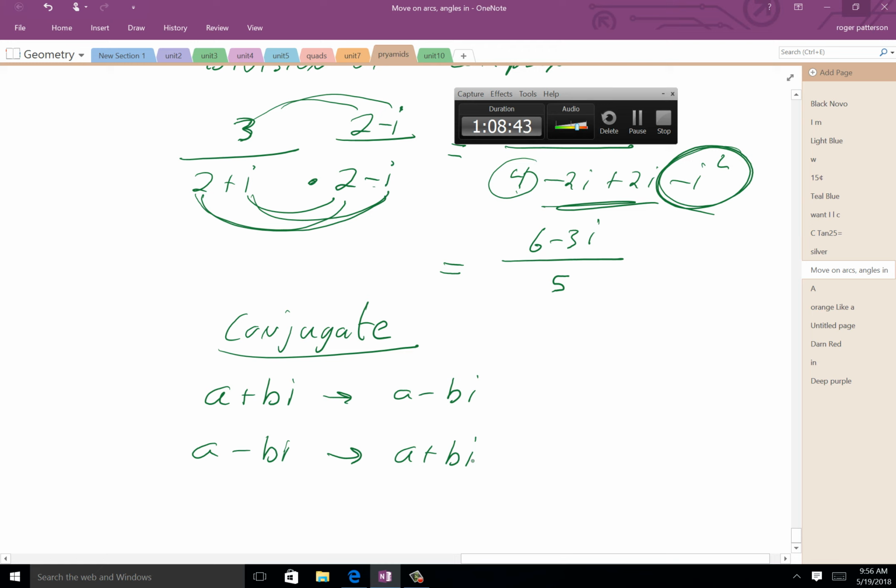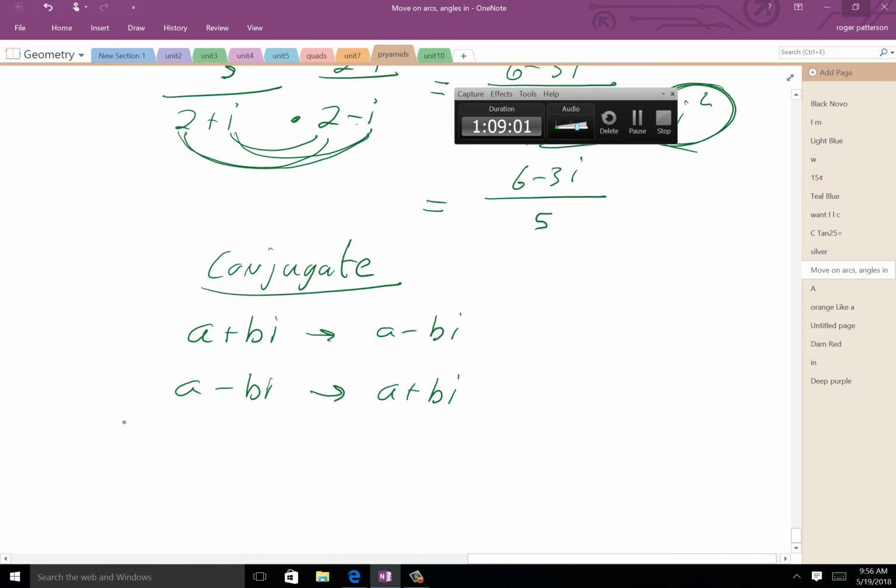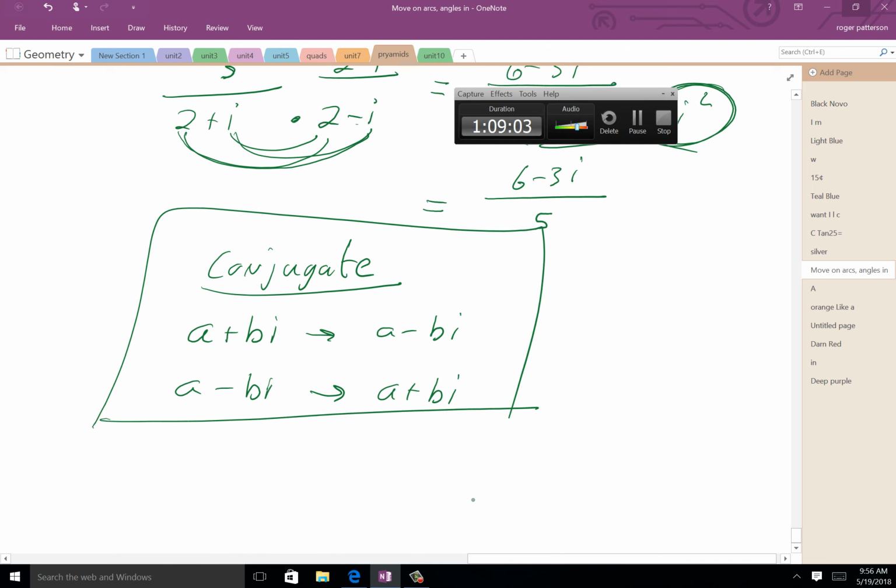Now, I'm not going to ask you to give me conjugates. I'm not interested in that. I'm just interested that you can apply them. They're going to ask you in the book some problems on writing the conjugates. But if you're dividing, then you're going to know how to do it anyway. So that's what a conjugate is. All we're doing is switching that sign between them.